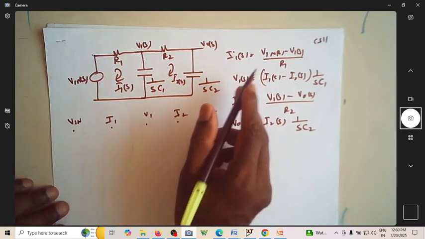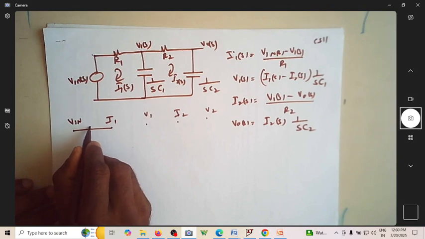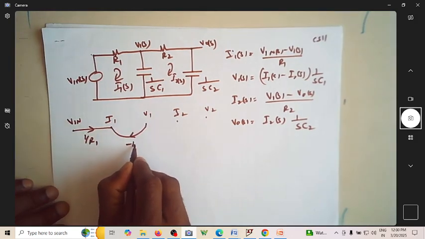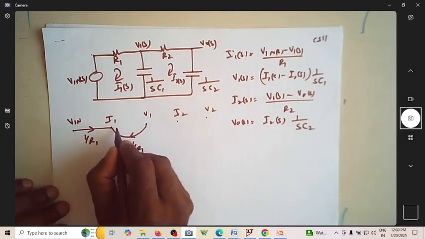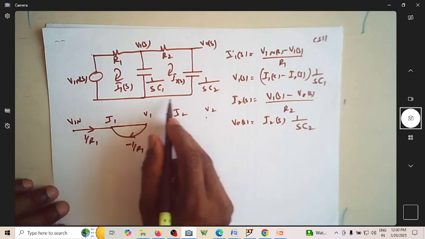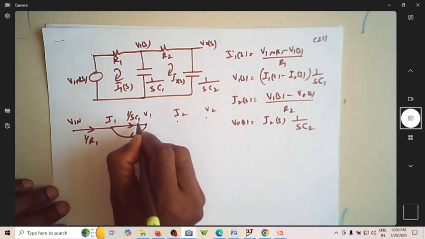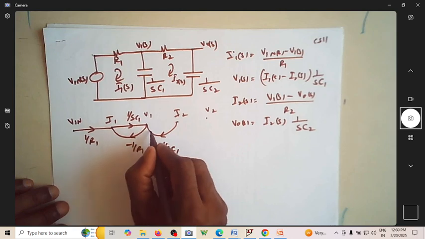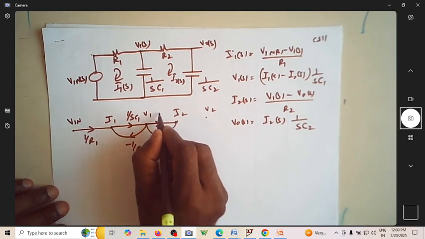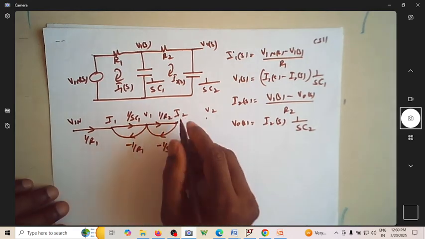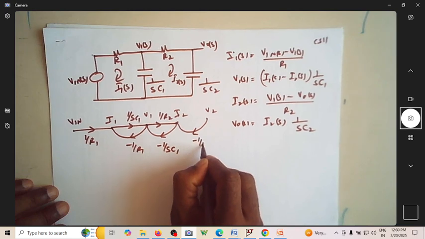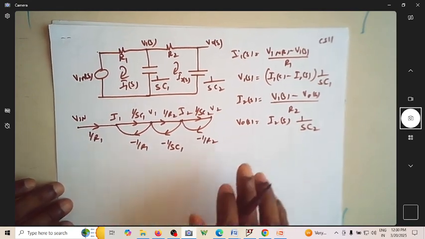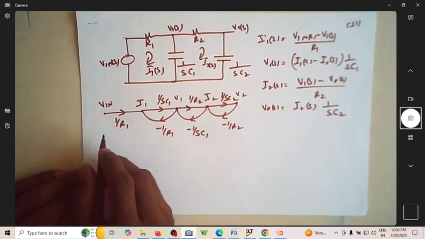So what is I1? It is Vin(s) times 1/R1, and V1(s) times minus 1/R1. And V1(s) is I1(s) into 1/(sC1). This is minus 1/(sC1). And this is again, by this time you know how I'm writing this. So this is minus 1/R2, this is 1/(sC2). This is what the signal flow graph is.